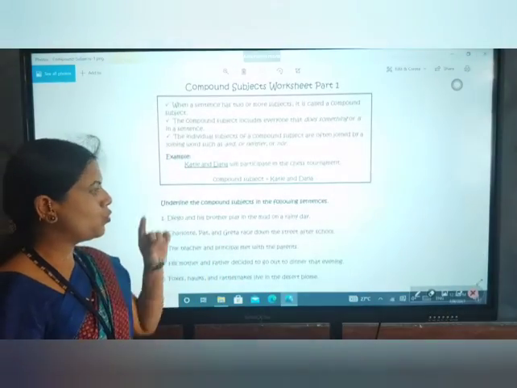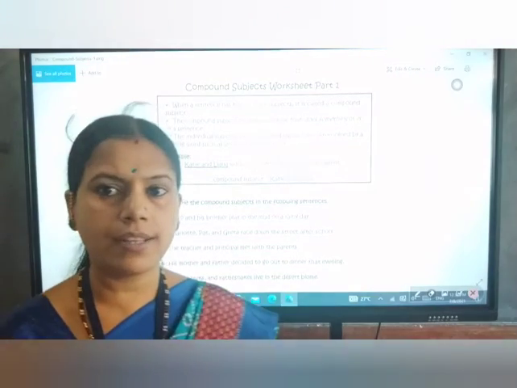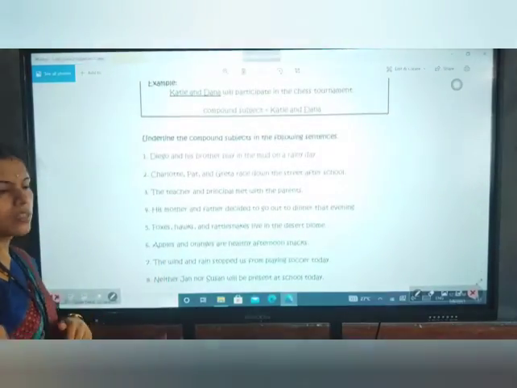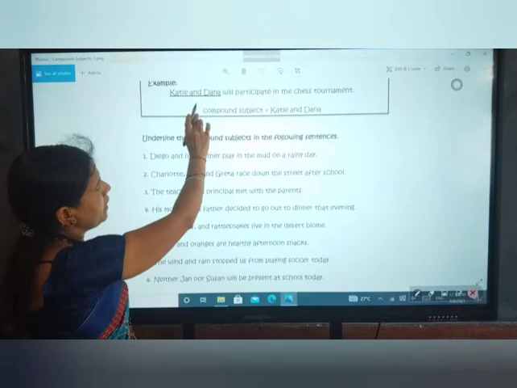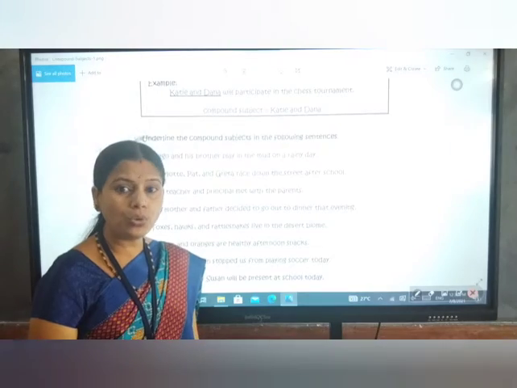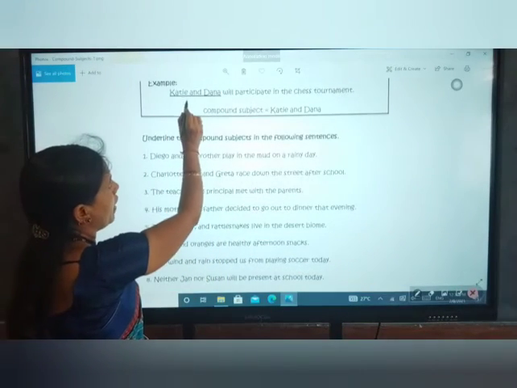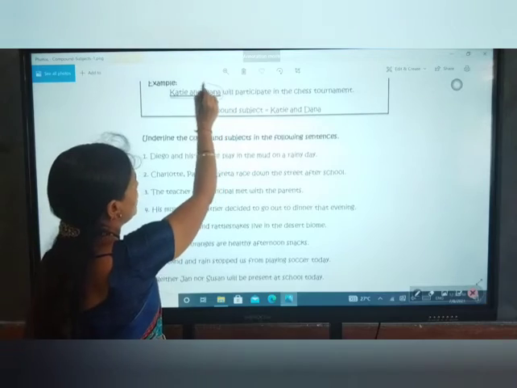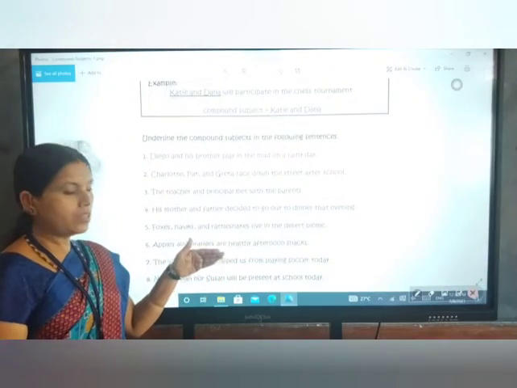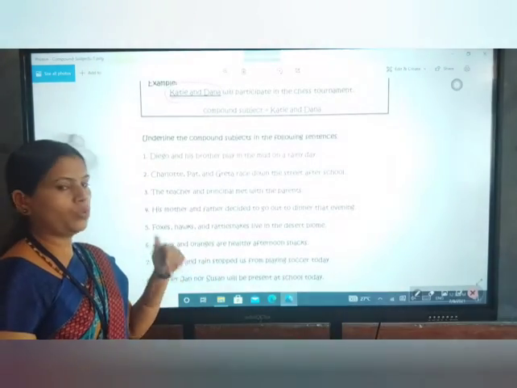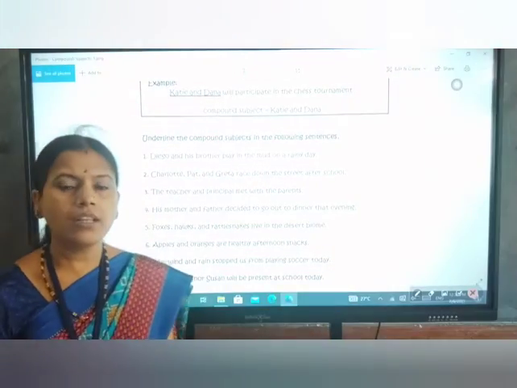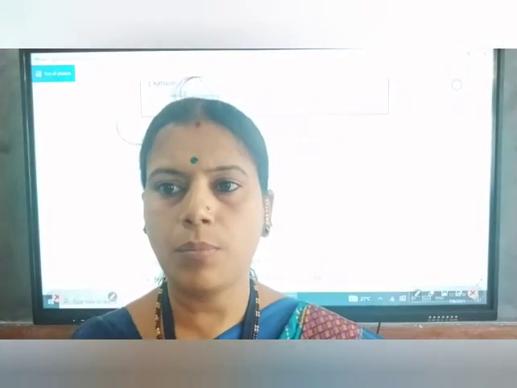So, let's move to solve the compound subject. Let's identify the compound subject. Before going to solve the worksheets, just one example: Kathy and Dana will participate in the chess tournament. Here the two nouns they have indicated, that is Kathy and Dana. So we can call this Kathy and Dana as compound subject. Okay, like this, shall we solve the below given examples? So first one, see here, underline the compound subject in the following sentences. Here we will go on underlining the compound subject.